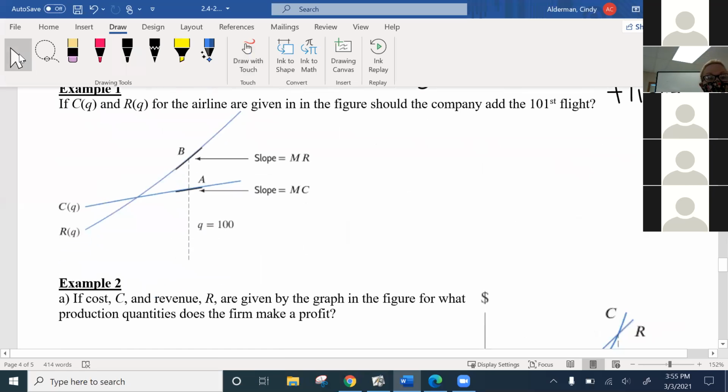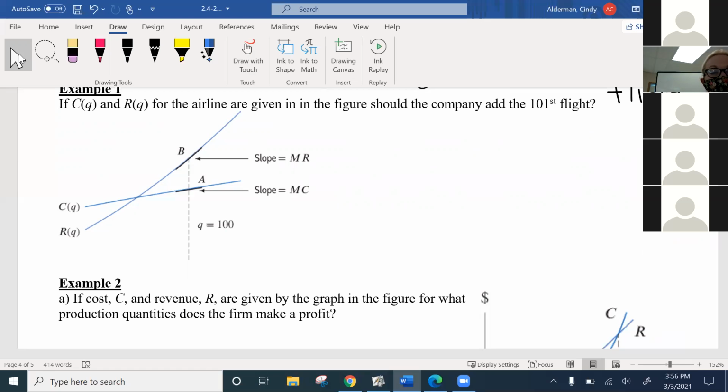All right, so here's a graph. CQ and RQ, cost and revenue. Notice that CQ and RQ are not derivatives. They're the original functions, right? Like how much it costs to make another flight, how much money they make on another flight.